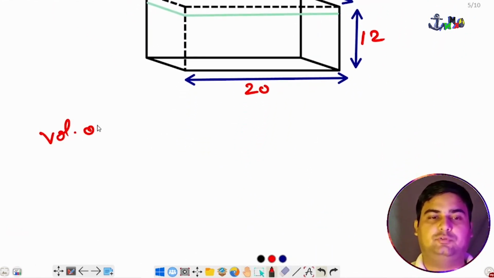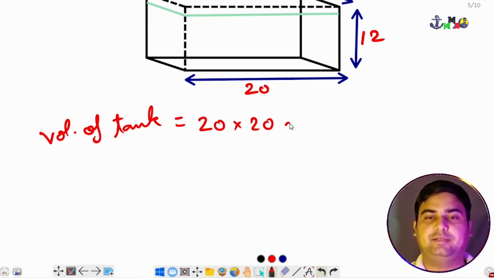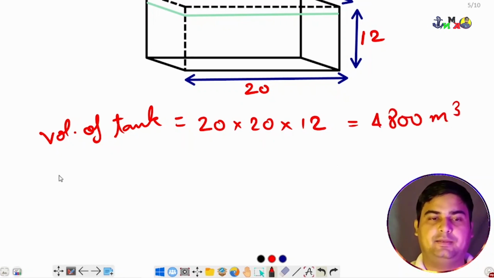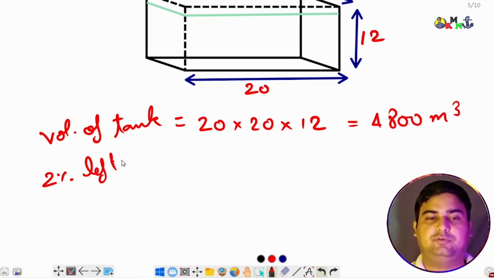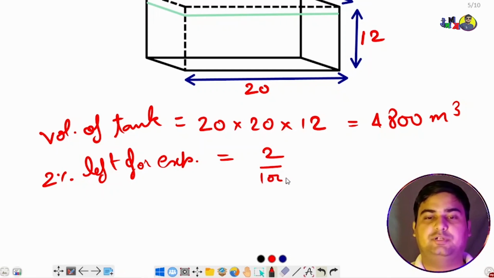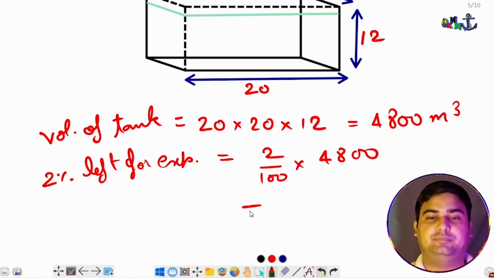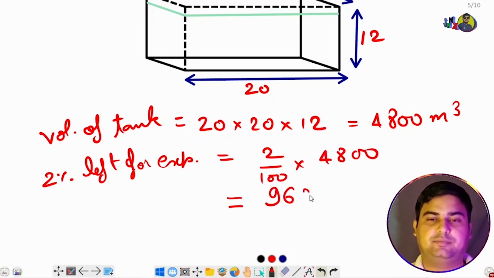So volume of tank is how much? 20 into 20 into 12. It will be 4800 meter cube. Now 2% is left for expansion. How much volume is to be left for expansion? That we can calculate. So 2% of 4800 will be equal to 96 meter cube to be left.